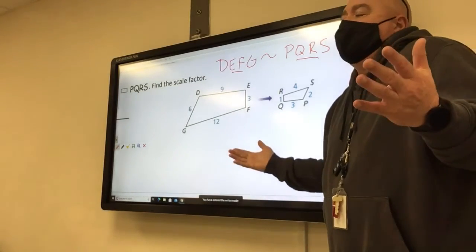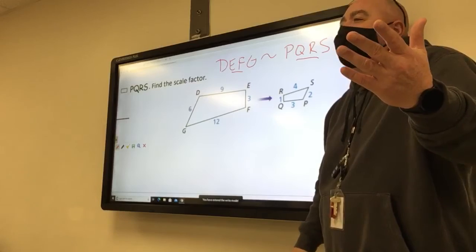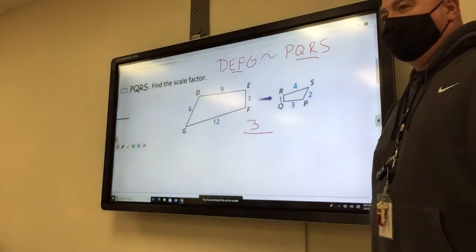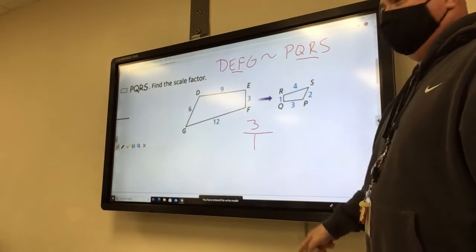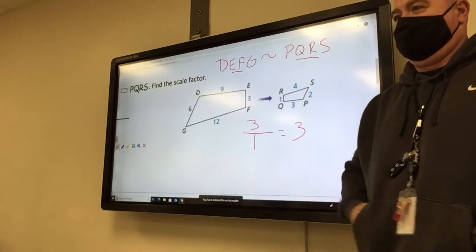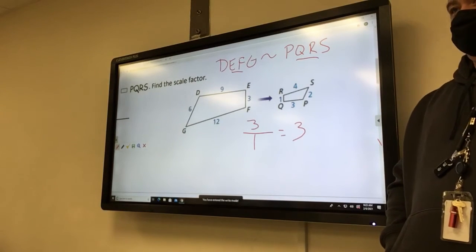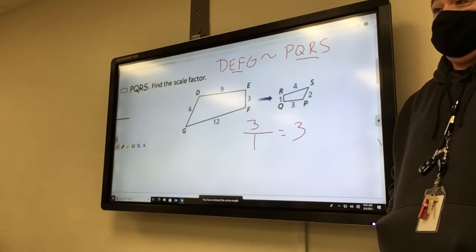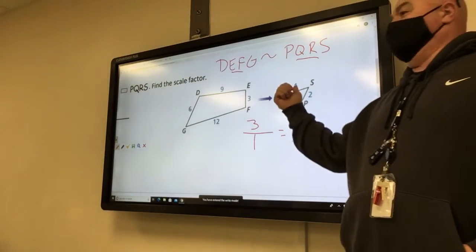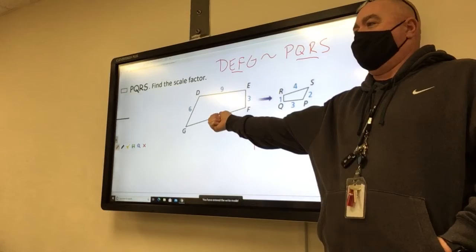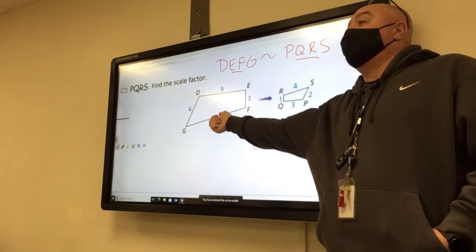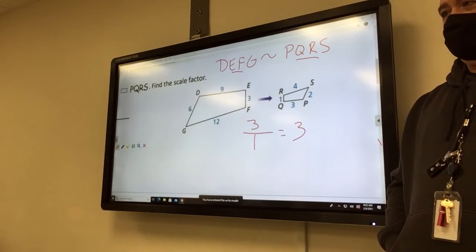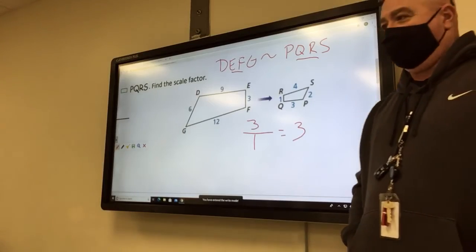So all I have to do is write a ratio. What's EF equal to? 3. So 3 over 1. QR is 1. So it's just 3. That's it. I'm done. Now, what does that mean? That means this quadrilateral is 3 times as big as this one, or this one is 3 times smaller than that one. That's what it means. Any questions over that one? No. Simple enough? All right, good.